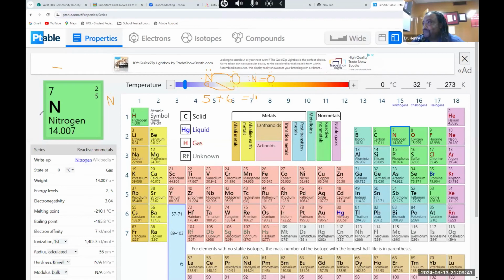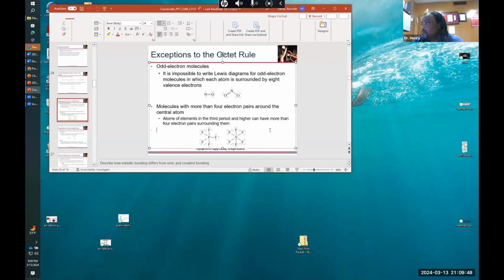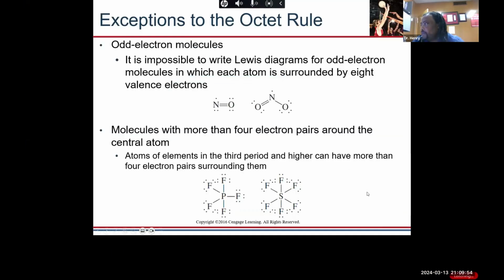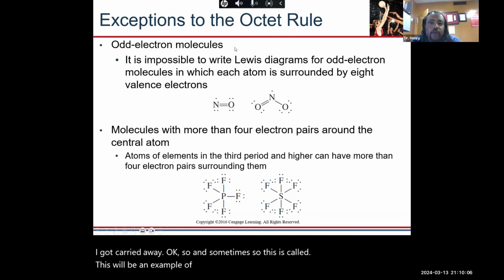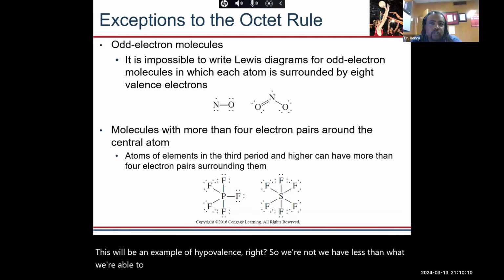Okay, let's keep going. Oops, carried away. And sometimes this would be an example of hypovalence, right? So we have less than what we're able to reach in our numbers. So it's going to be under what we can have.